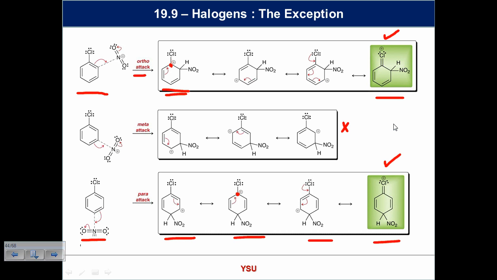Don't get overly confused by that. Yes, they react slower, but they react in the same way as all the other atoms that had a lone pair attached. There's nothing different there. If you're okay with that, it's easy enough.